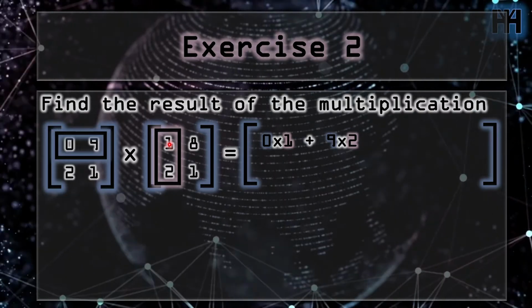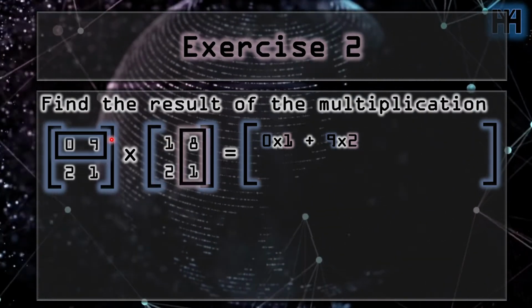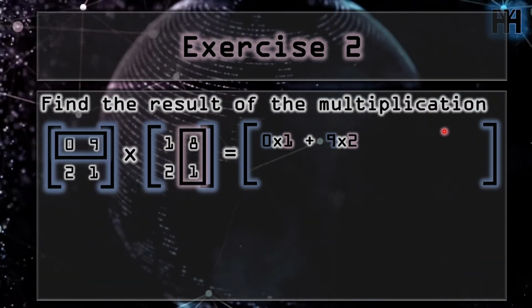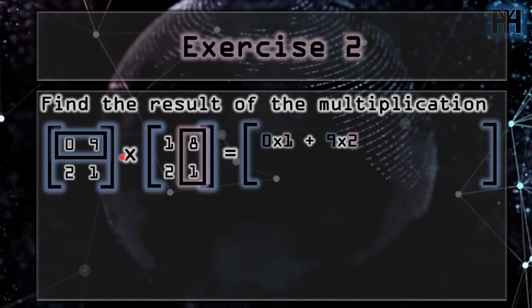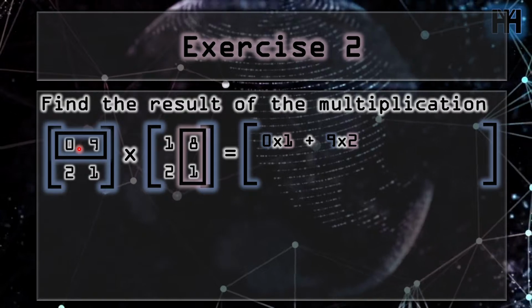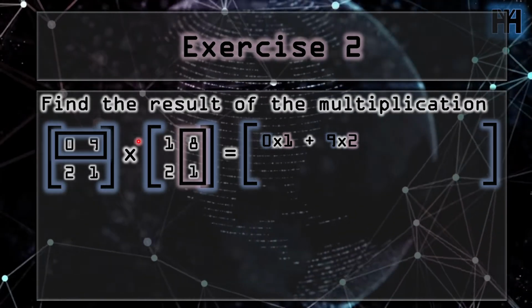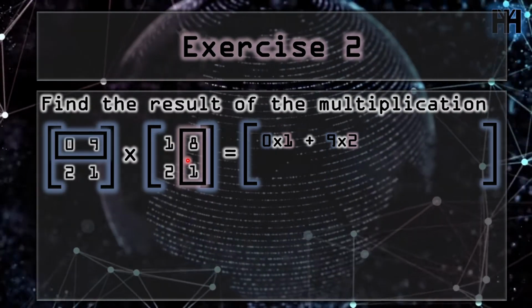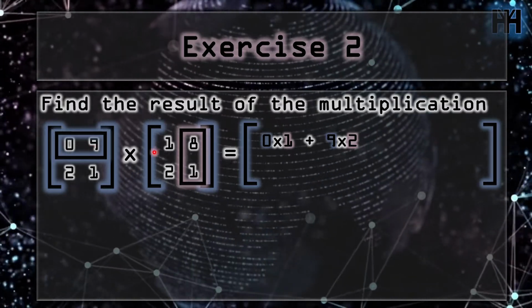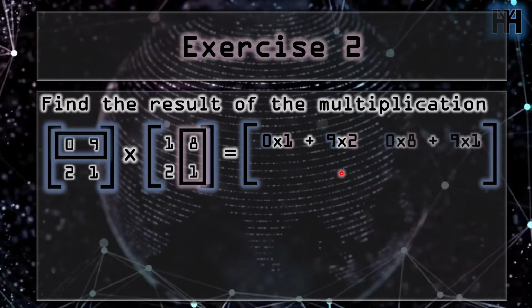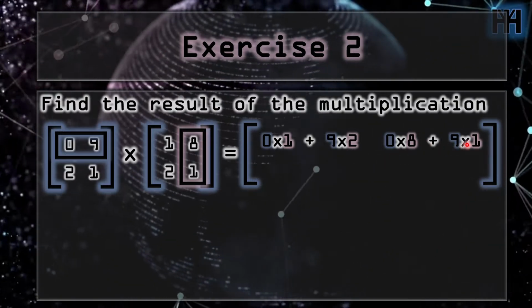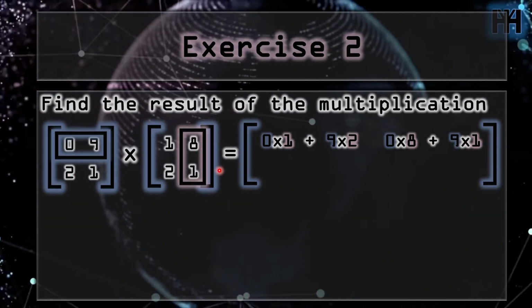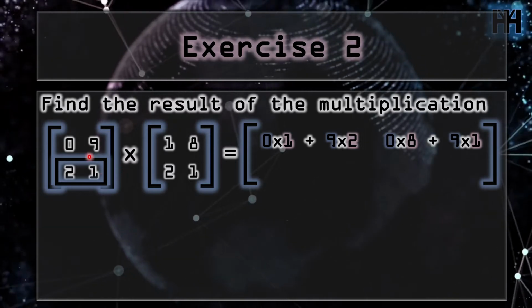Now you will take the first row and the second column. So the result will be here, in the first row and the second column. We'll do exactly the same. The dot product of 0 and 9 with 8 and 1. So 0 multiplied by 8 plus 9 times 1. As you see here, 0 multiply 8 plus 9 times 1. We are done here with the first row.